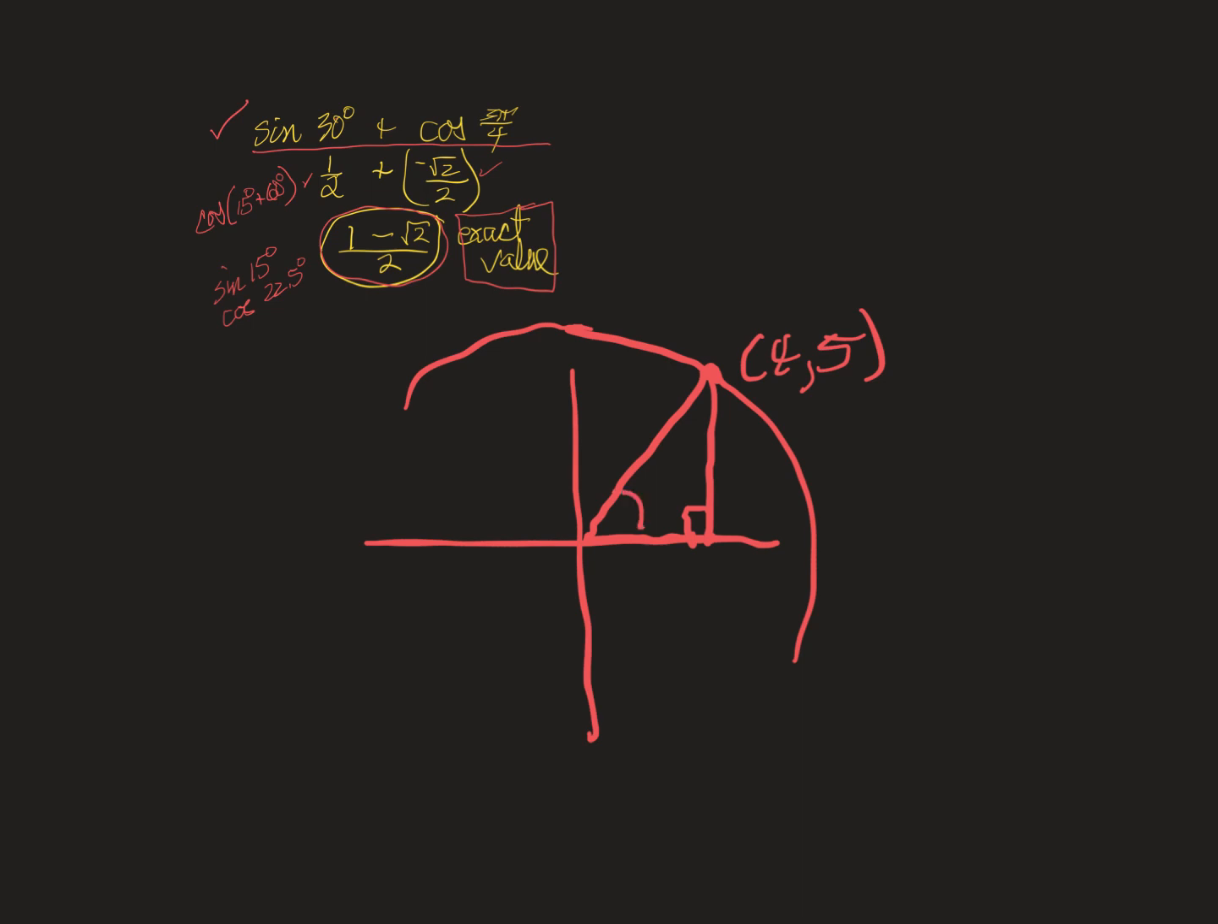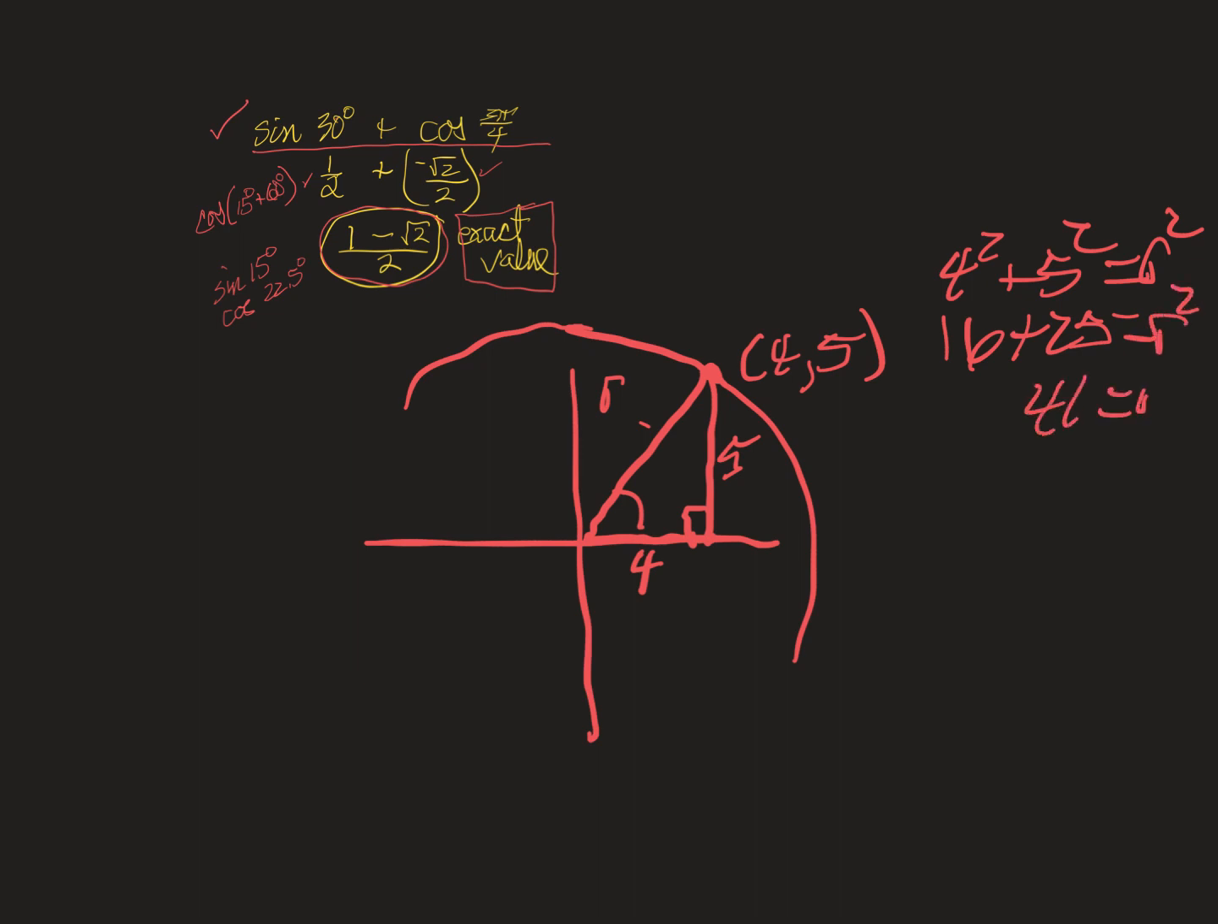Very easily, because I know the point is 4, 5, I know the x value is 4, the y value is 5, and now I want to find the radius. I can do that by the Pythagorean theorem. 4 squared plus 5 squared equals radius squared. 16 plus 25 equals radius squared. That's 41 equals the radius squared. So the square root of 41 is equal to the radius.